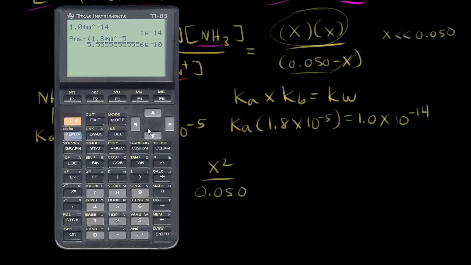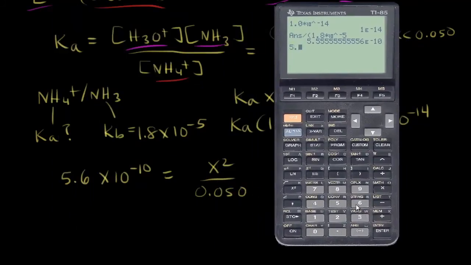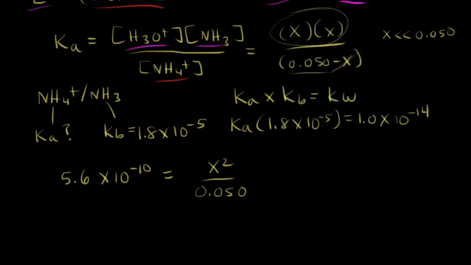So we get out the calculator and we're going to take 5.6 times 10 to the negative 10, multiply by 0.05, and then take the square root of that to get what x is. So x is equal to 5.3 times 10 to the negative 6. X represents the concentration of hydronium ions. So this is the concentration of hydronium ions.